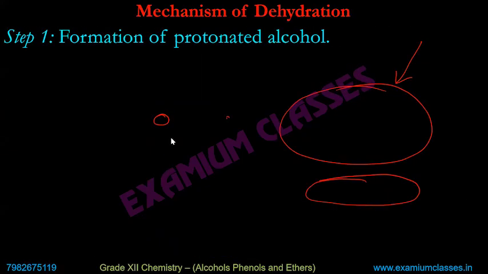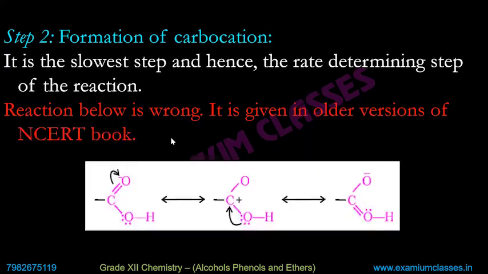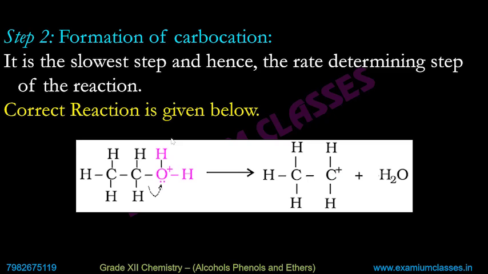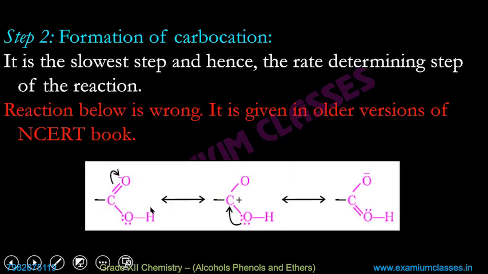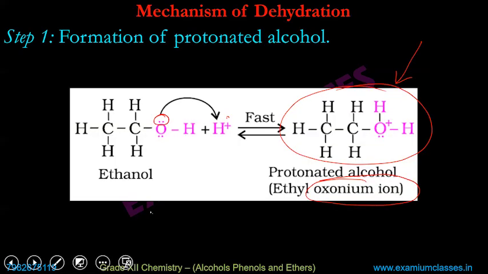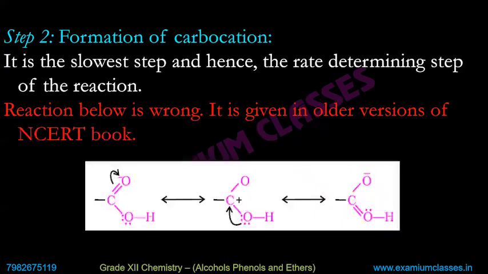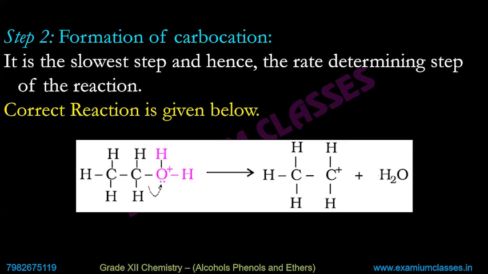Okay. So this is the mechanism of dehydration. The second step is this one. Once protonation has taken place, this oxonium ion has been formed in the first step. Now the second step is dehydration basically. Formation of carbocation is dehydration.